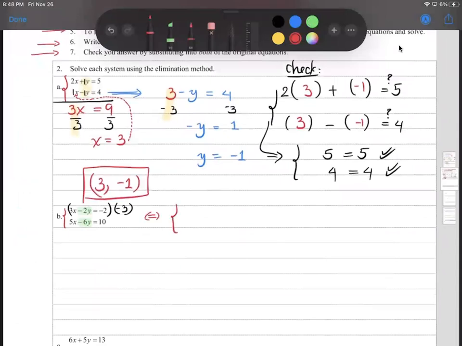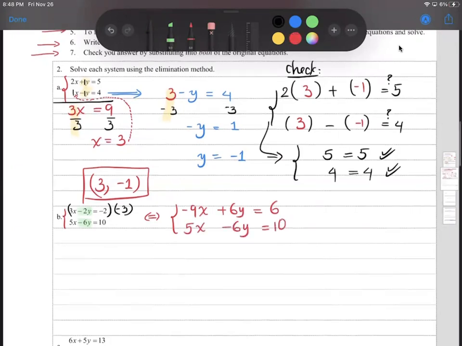Let's see. On the top, I got negative 3 times 3x is negative 9x. Make sure you multiply that negative 3 into everyone. Negative 3 times negative 2 is positive 6y. And then negative 3 times negative 2 is positive 6 on the right-hand side. Rewrite the bottom equation: 5x minus 6y equal 10. And now we're going to add.